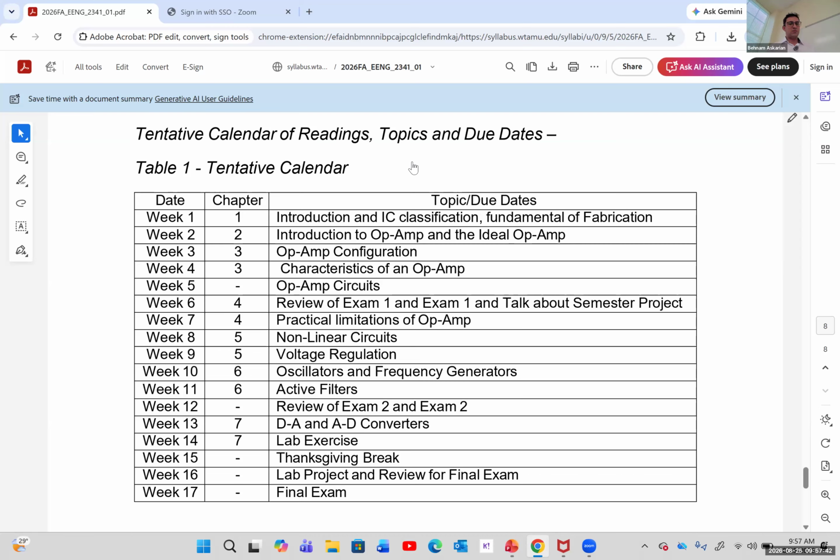Then we're going to go through practical limitations of op-amps, their cutoff frequencies and the bandwidth. Week 5 is going to be nonlinear circuits and voltage regulation. Week 6 is going to be oscillators and frequency generators. Then we're going to talk about active filters, passive and active filters. After that, we have a review for exam number 2 and exam number 2.